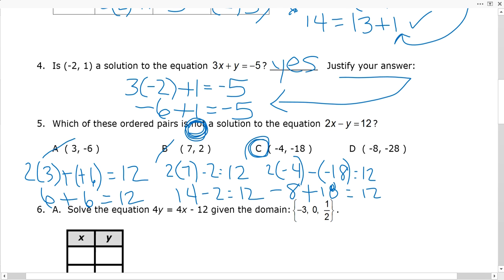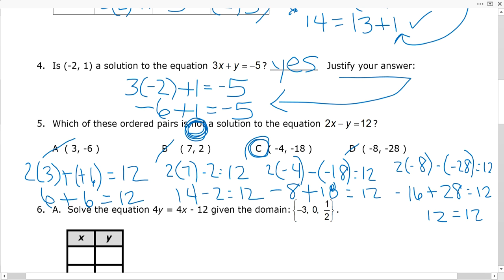Let's try D just to make sure. 2 times negative 8 minus negative 28 equals 12. 2 times negative 8 is minus 16 plus 28 equals 12. And that does in fact equal 12. So C is the answer because it's not a solution.